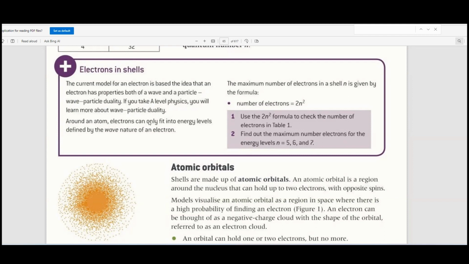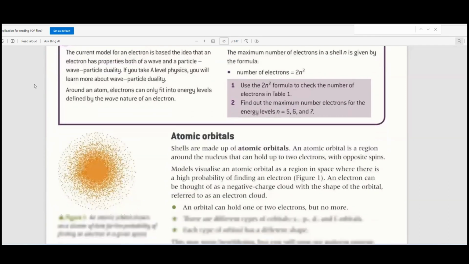Around an atom, electrons can only fit into energy levels defined by the wave nature of an electron. The maximum number of electrons in a shell n is given by the formula number of electrons equals 2n squared. Use the 2n squared formula to check the number of electrons in table 1. You don't need to go into detail here, but they are just saying that electrons behave like a particle as well as a wave, just like light is sometimes considered a particle and sometimes a wave. Other than that, there is nothing important for now in this section.